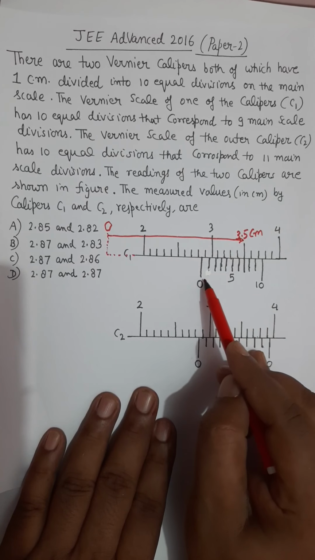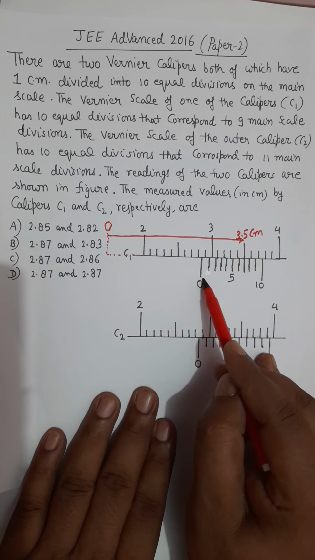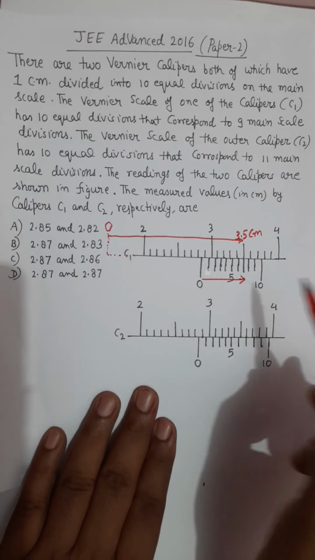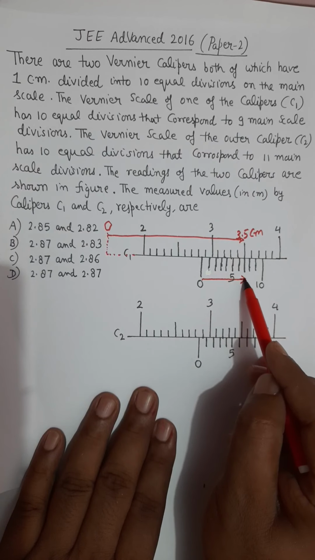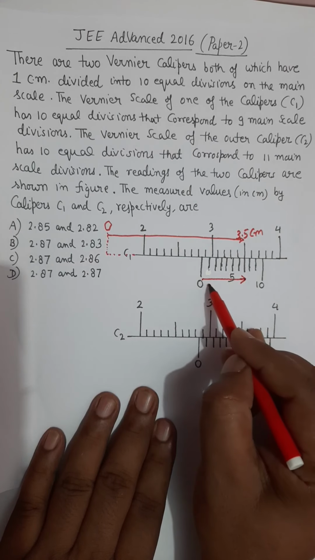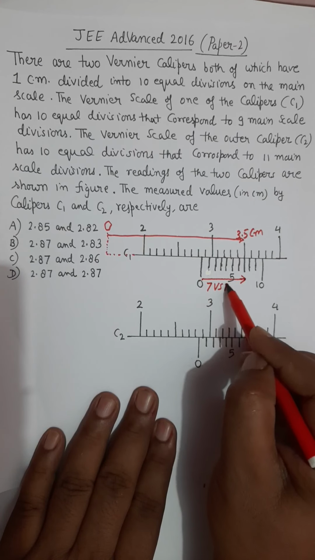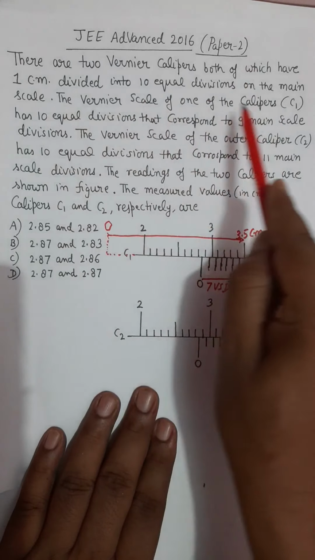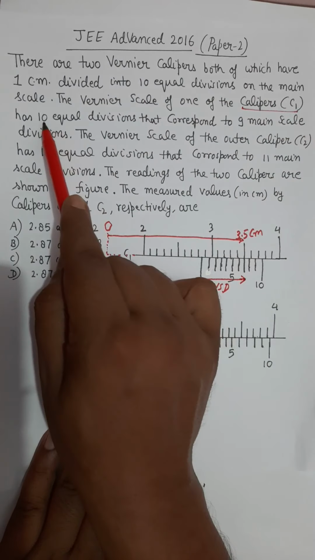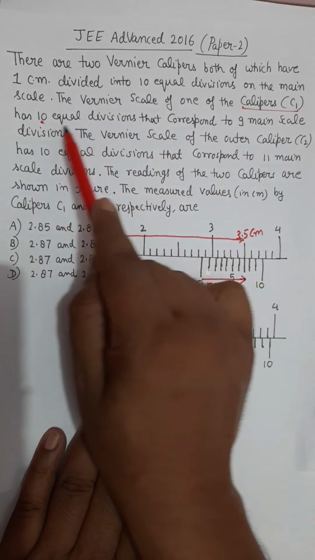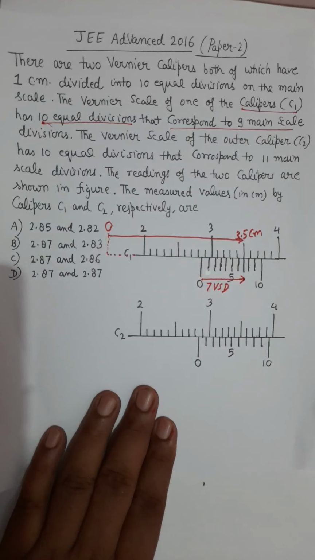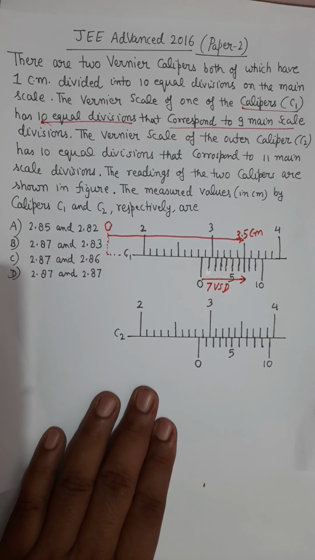And from the 0 of vernier scale, we are 7 divisions ahead. This length is nothing but 7 vernier scale divisions. And now it is given in this question for caliper number 1, for C1, that 10 vernier scale divisions correspond to 9 main scale divisions.